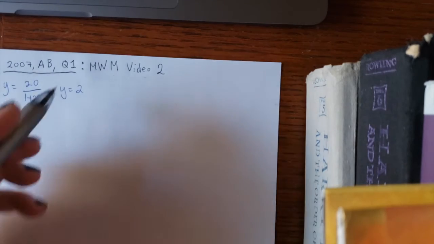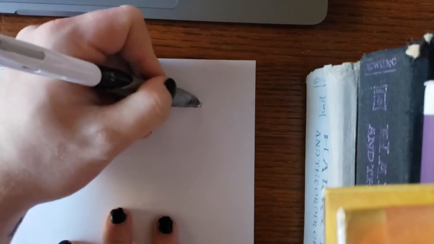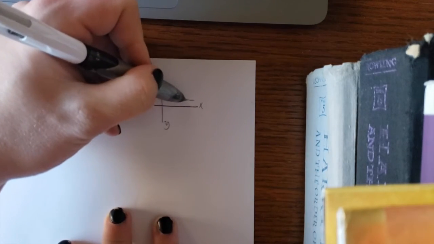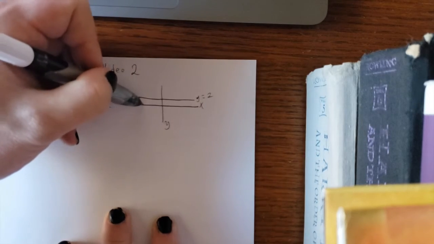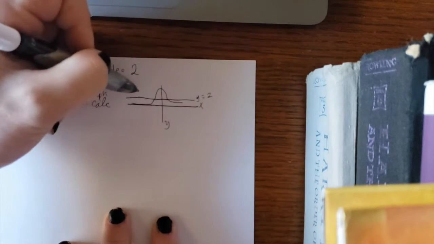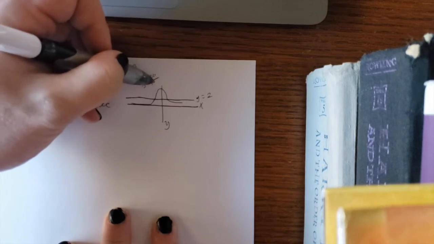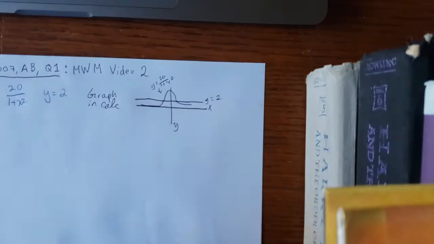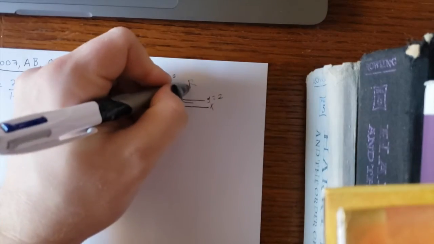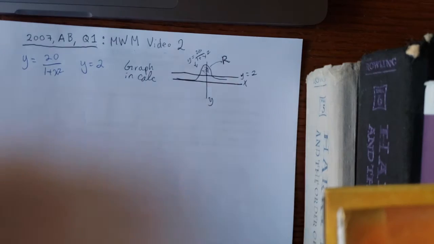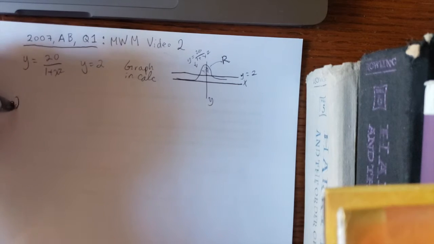I know that this is a calculator question because it's question 1, so I'm going to graph that in my calculator. And I'll draw an approximation here. So you have your xy axes. I have y equals 2, and I have y equals 20 over 1 plus x squared. All right, so this is R. Part A is asking about the area of R.